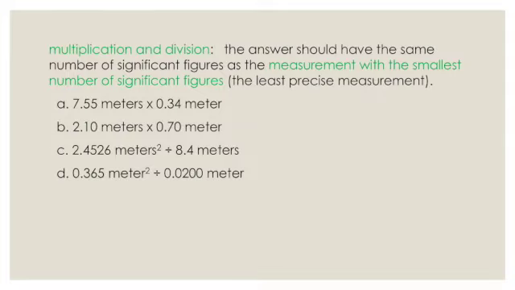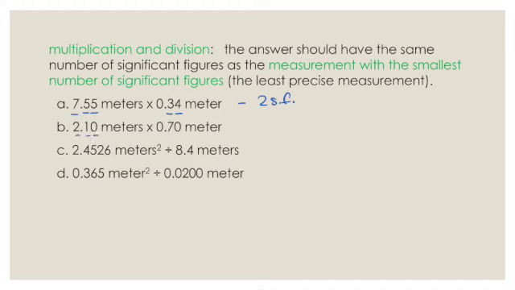And in multiplication and division, you're just looking at the total number of sig figs, and the number that has the least number of sig figs, that's how many digits your answer will have. You're not looking at decimal places anymore, you're just looking at total numbers of sig figs. So for example, this number here has 3 sig figs, this number here has 2, so your final answer can only have 2 sig figs.